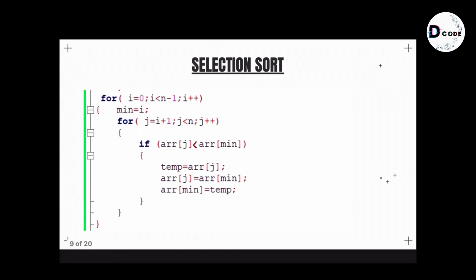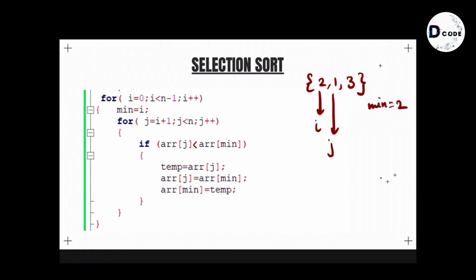Let's see the logic for it. Let's say we have an unsorted array which is 2, 1, 3. So here 1 is set to index 0. So 2 will be i. Minimum is set to i. So minimum here will be 2. Now again j is equal to i plus 1. So i plus 1 is 1. So i is equal to j.